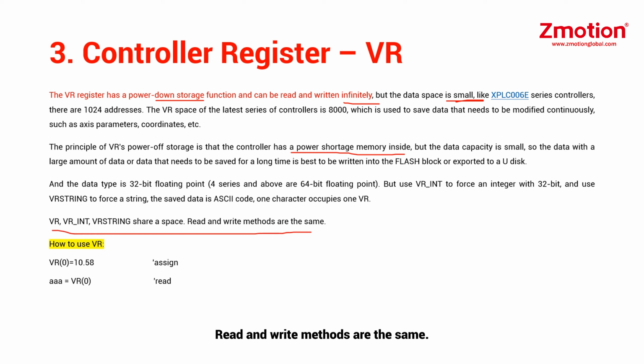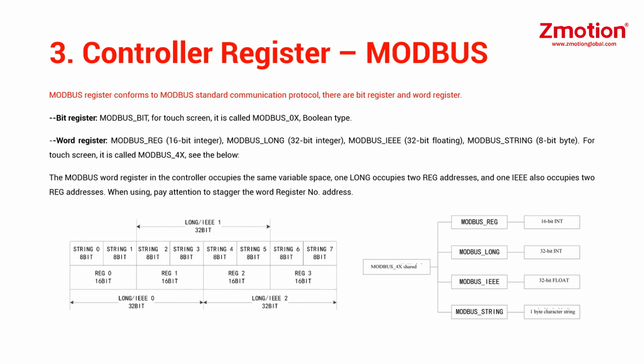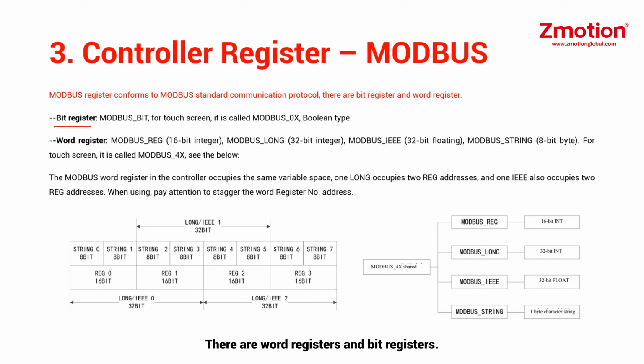Read and write methods are the same. The last one, Modbus. Modbus communication data are saved by Modbus register, and the controller Modbus register conforms to the Modbus standard communication protocol. There are word registers and bit registers. Modbus bit registers are Modbus 0x for HMI. These are word registers, and they are Modbus 4x for HMI.